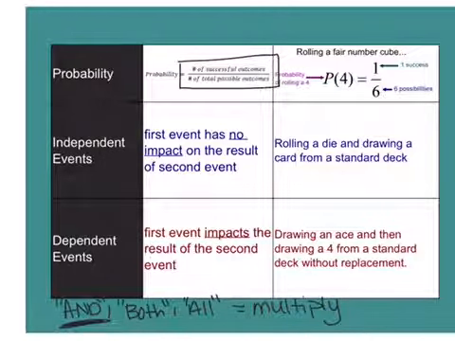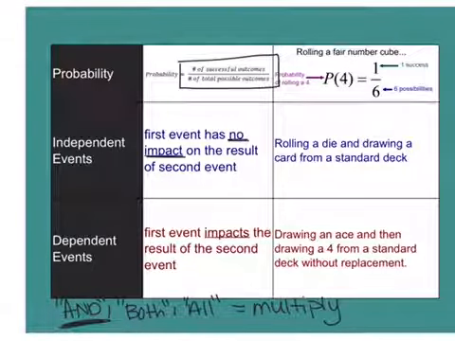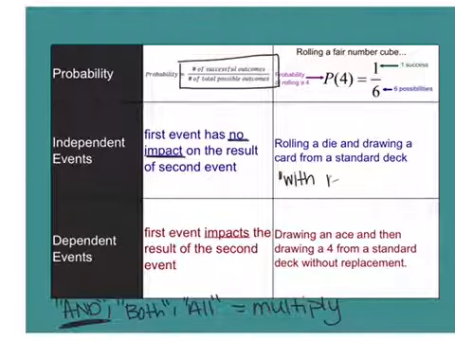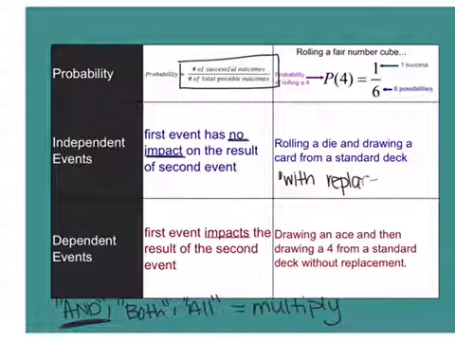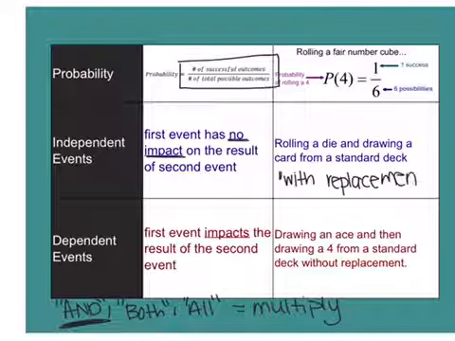So when we're looking at independent events, the first event has no impact on the result of the second event. So you're going to see things like if I roll a die for the first probability and then I draw a card from a standard deck, rolling a die and a standard deck have nothing in common. So these have no impact on each other. Another thing that's really going to be important for us to see, when you see with replacement, this tells me they're independent.